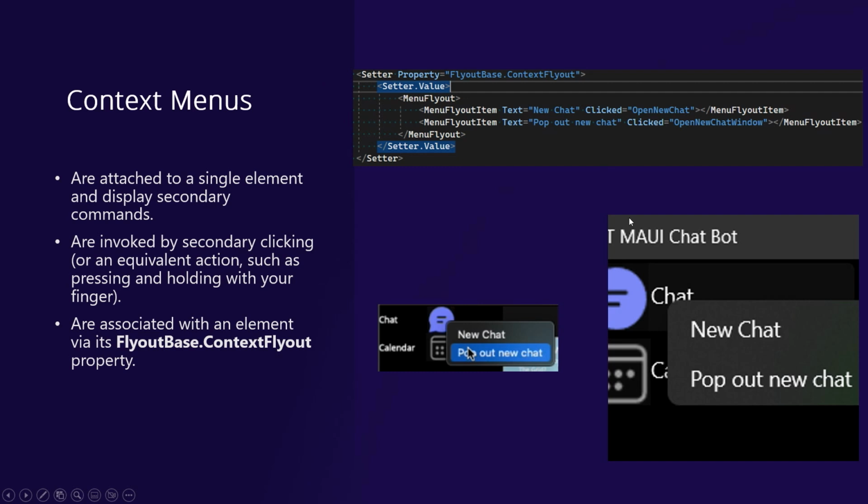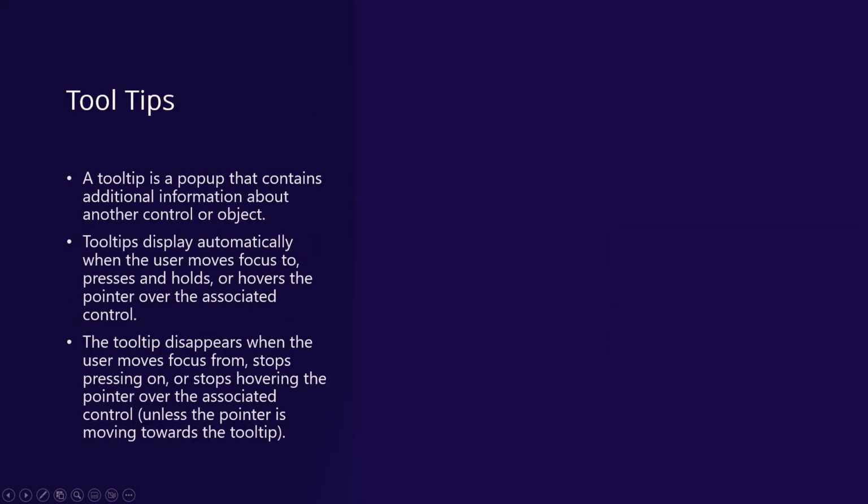So you can see how this surfaces. On the left here, we have Catalyst. Pretty. And then on the right here, we have WinUI. Context menus.